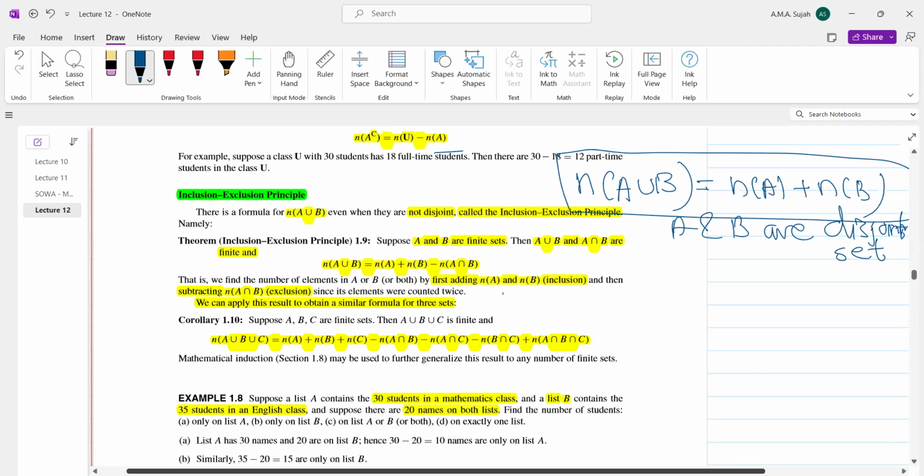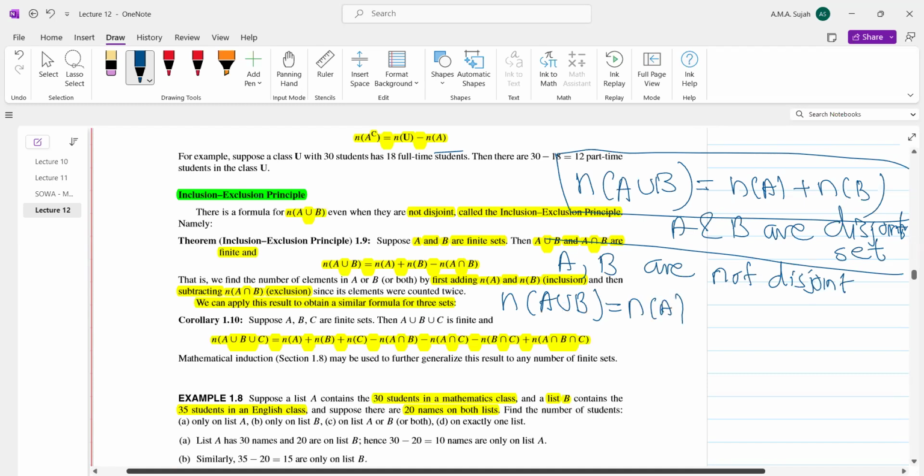Now, let's say we have two sets A and B, and they are not disjoint. If they are disjoint sets, we know the equation. Even if A and B are not disjoint sets, we can find A union B. The equation says the number of elements in A plus the number of elements in B, subtract the number of elements in A intersection B, right? This equation we call the inclusion exclusion principle.